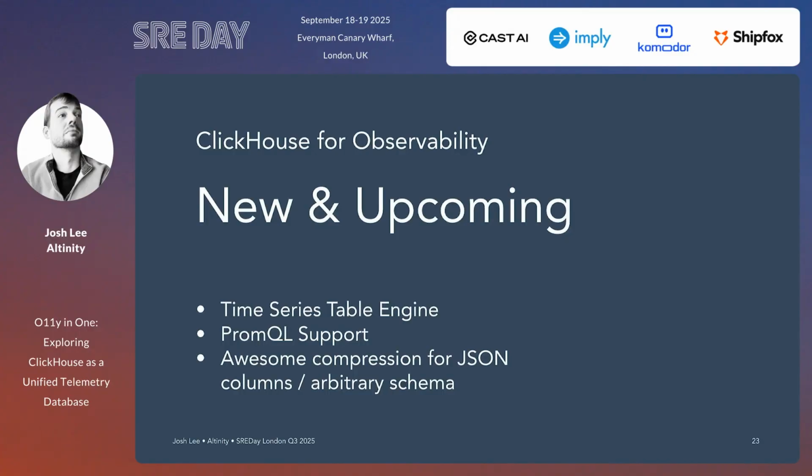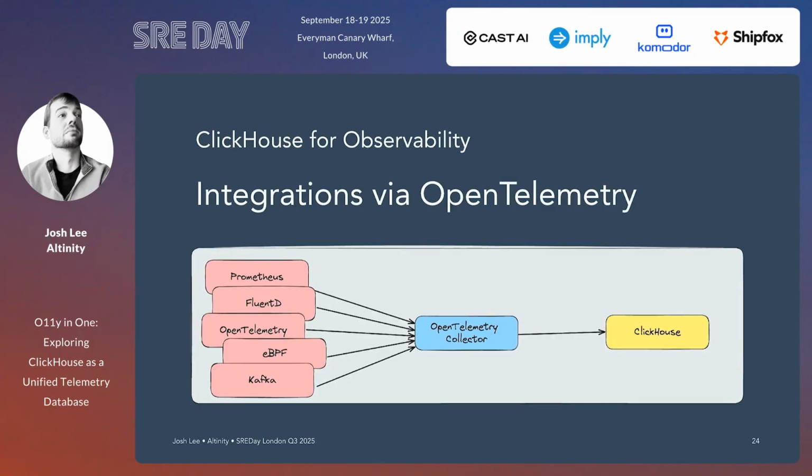This is really awesome. And then we also have this new JSON column that provides awesome compression when you have arbitrary schema, which is really awesome for that resource metadata that I mentioned earlier, because we want arbitrary. We want people to be able to put whatever dimensions they want into that resource metadata and have it be persisted efficiently.